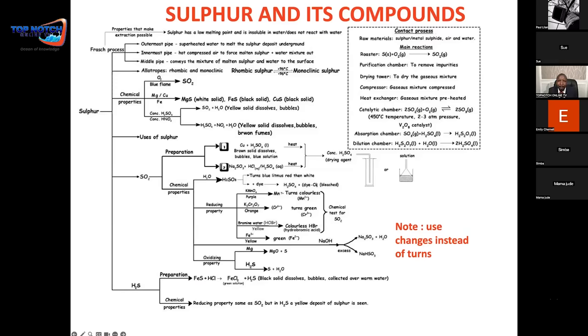Are we okay now? But just know the main method is simply use of a scrubber and use of recycling. Those are the two main methods of reducing pollution.